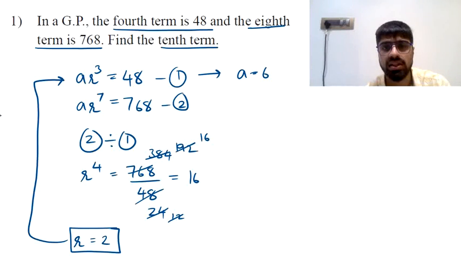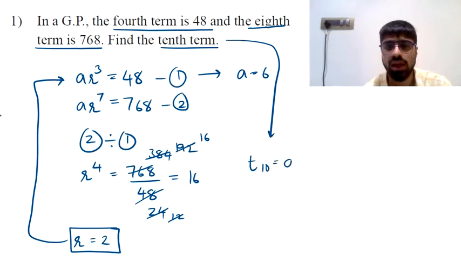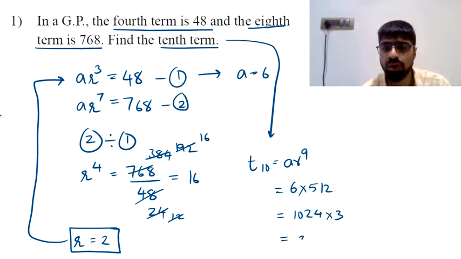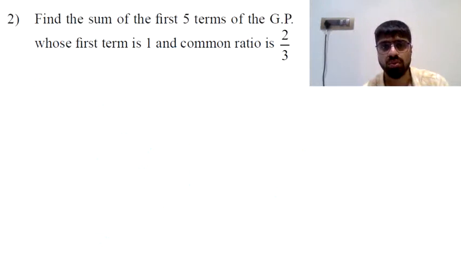And finally, they are asking us the value of the 10th term. So the 10th term means a into r power 10 minus 1, that is a into r power 9. a will be equal to 6, and r power 9 is 2 power 9, but 2 power 9 is 512. So 512 into 6, you can say it is 1024 into 3, and 1024 into 3, that's going to be 3072. Yeah, so 3072 is the 10th term, and with that we go ahead with the next question.